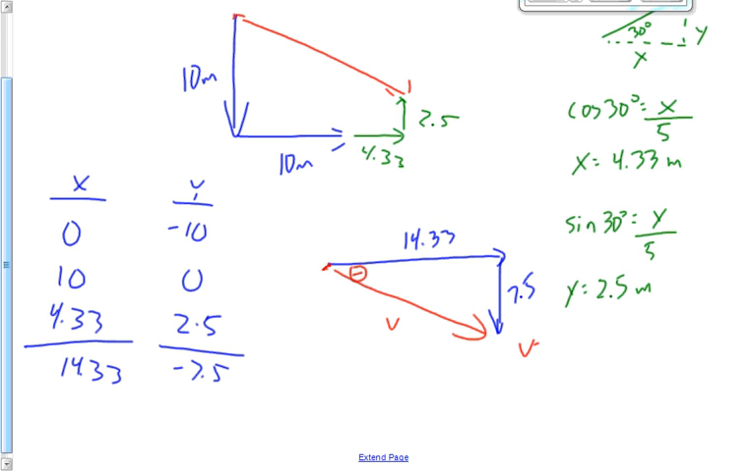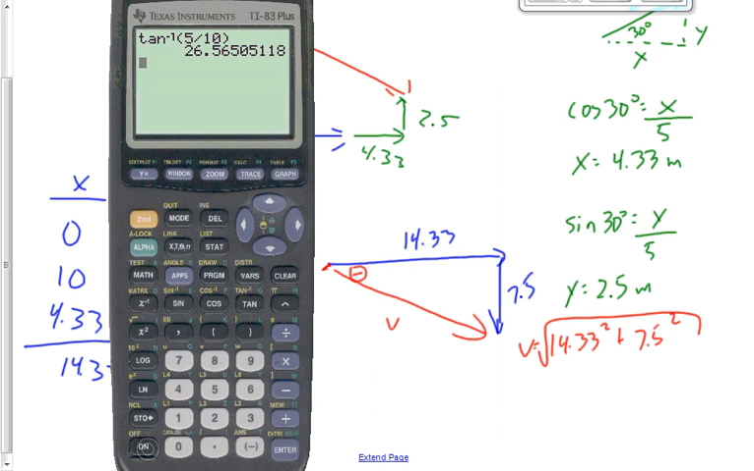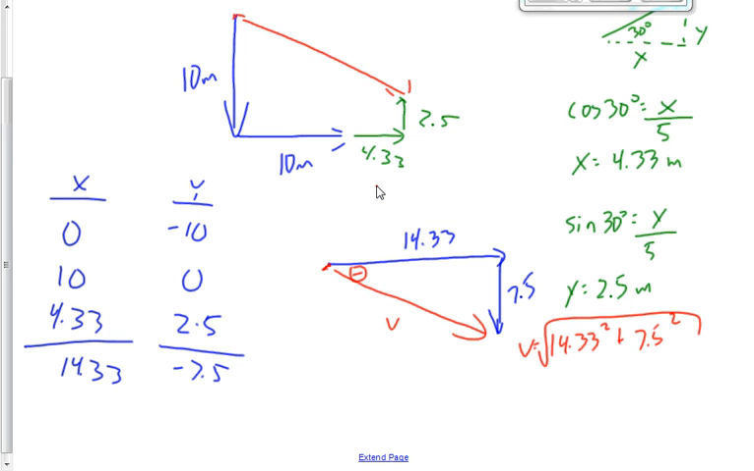So V is the square root of 14.33 squared plus 7.5 squared. Let's do that as a group here just to make sure we can. (14.33 squared plus 7.5 squared). Square root that. That's 16.1, which we're actually going to round to 16.